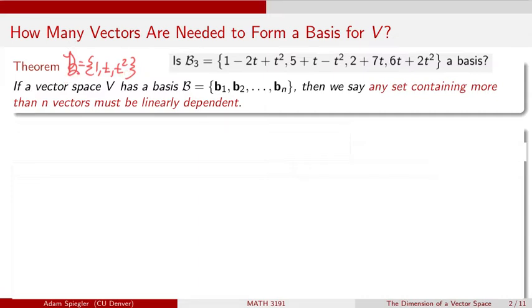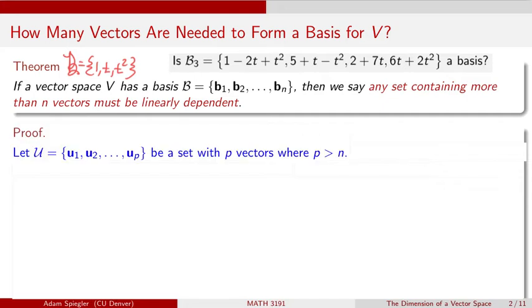So let's take a look at this proof. Let's consider some other set U that consists of more vectors than our initial basis. So for example, this could be our initial basis with 3 vectors, and here's some other set that consists of p equals 4 vectors, bigger than 3.